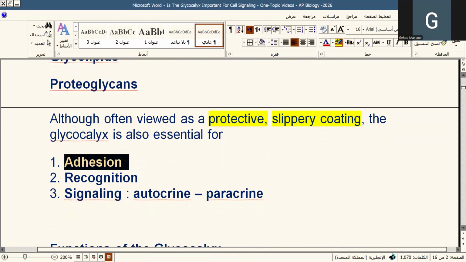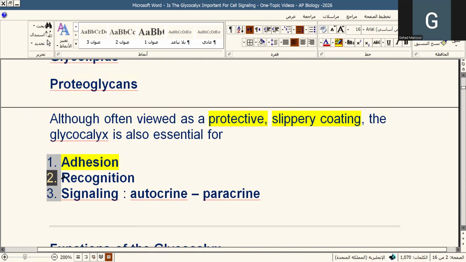For example, we now know that the glycocalyx is important for adhesion, whether cell-to-cell adhesion, meaning adhesion between two neighboring cells, or cell to extracellular matrix adhesion, meaning adhesion of the cell to the outside solution or fluid that surrounds it. But the glycocalyx is also important for recognition.